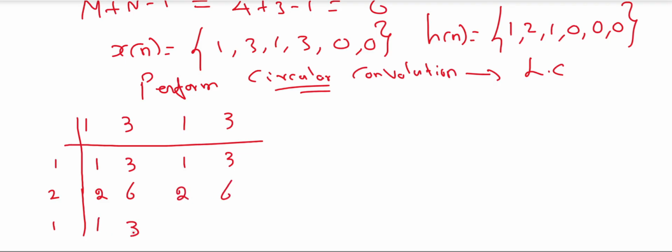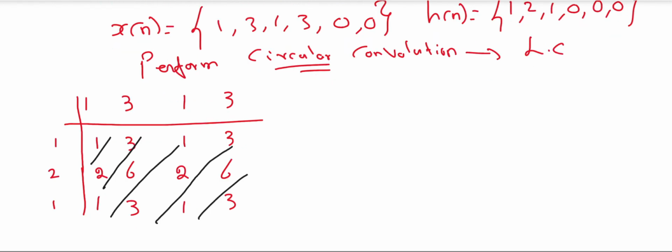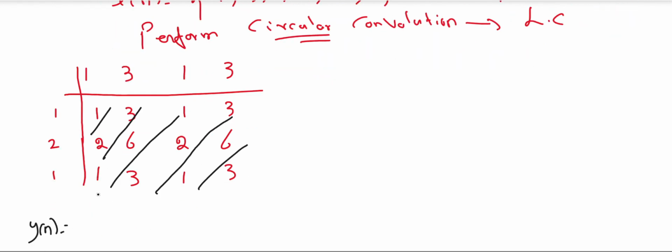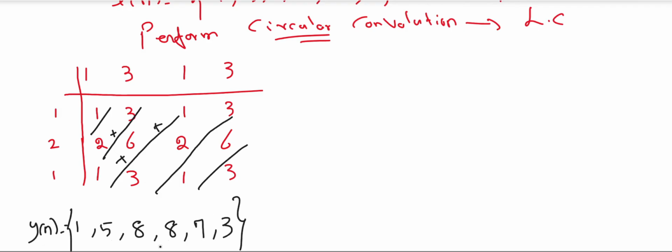Okay, so what is the general linear convolution for the sequences 1 3 1 3 and 1 2 1? The output sequence y of n will be: first 1, then 3 plus 2, which is 5, and the third will be 8, so 1 5 8. The fourth will be 3 plus 6 plus 2, 8, so 8 comma 8, and the fifth will be 1 plus 6, which is 7, and the last is 3. So this is the 6-point output sequence.